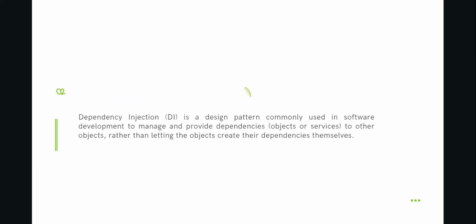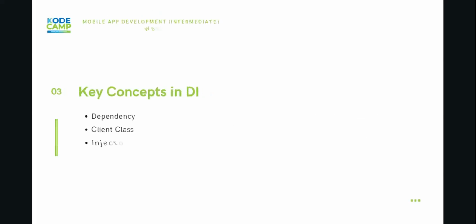So let's look at some key concepts, right? Key concepts in DI. The first thing there is dependency. Now, a dependency is an object, right, that another class depends on to perform its tasks. That's what a dependency is. It's actually an object, right, that another class depends on to perform its task. So your dependencies can actually be classes, it can be interfaces, it can be services or other objects that provide a specific functionality. Okay, so that's what a dependency is.